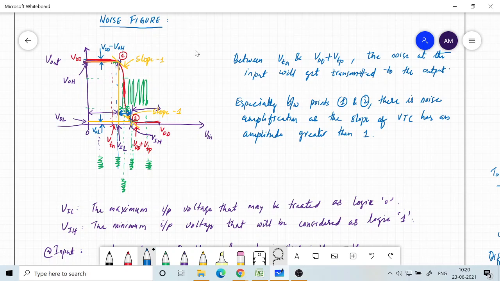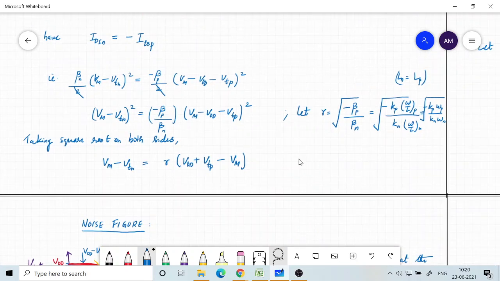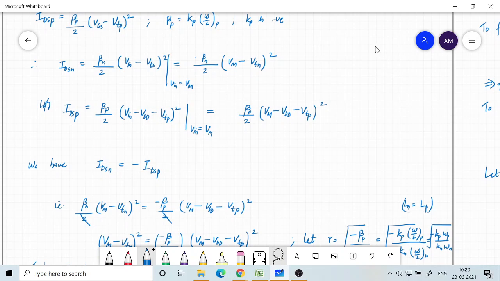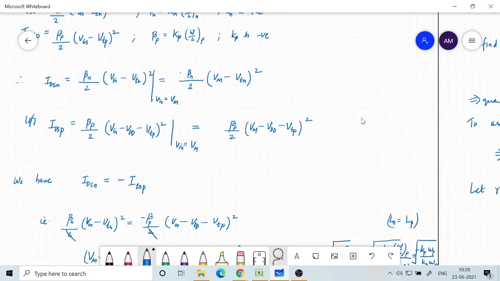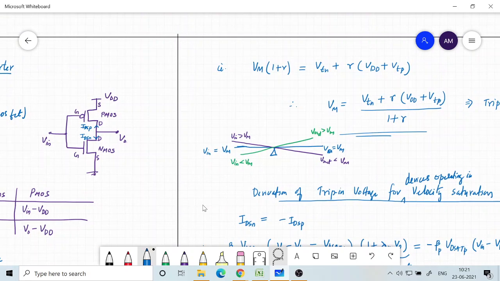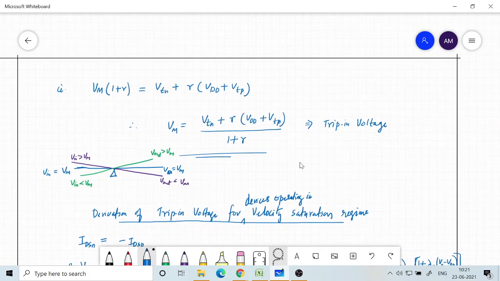Okay, now another thing I want to discuss in the remaining 10 minutes is that if you go back to the trip-in voltage, here is the calculation for trip-in voltage. We got finally an expression like this. This was our expression, right? For a long channel device, this was our trip-in voltage expression.